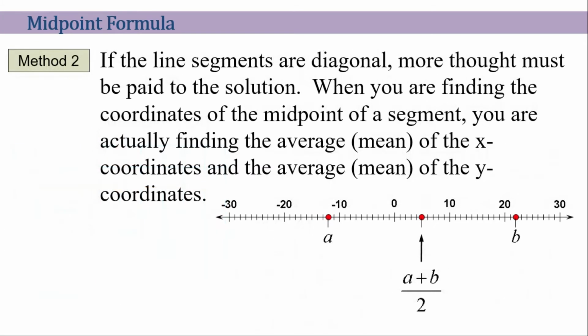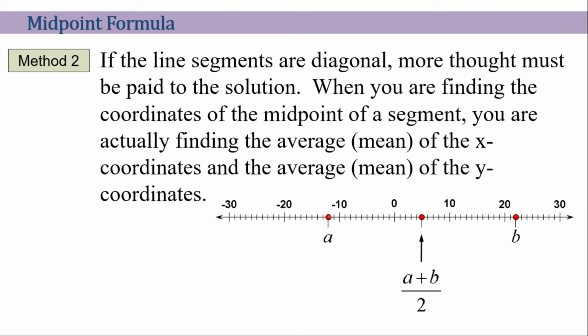So let's now explore method number 2. If the line segments are diagonal, more care must be paid to the solution. When you are finding the coordinate of the midpoint of the segment, you are actually finding the average, or mean, of the x coordinates and the average, or mean, of the y coordinates.